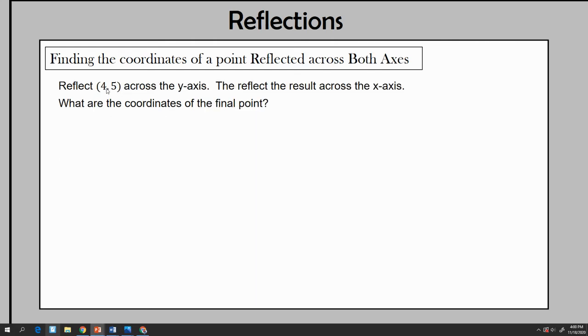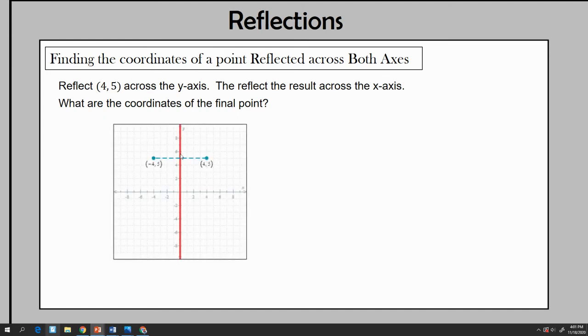Okay, reflect the ordered pair 4, 5 across the y-axis, then reflect the result across the x-axis. What's the coordinate of the final point? So they're going to give you a grid to work with. So take your grid, plot 4, 5, reflect it over the y-axis. That's the vertical one. So I count 1, 2, 3, 4, 1, 2, 3, 4. There's my first image. Now I got to take this image and reflect it over the x-axis.